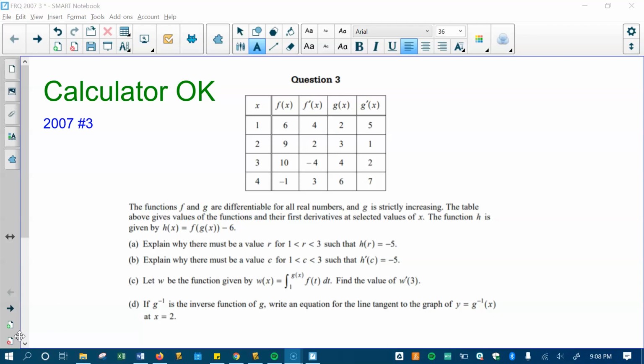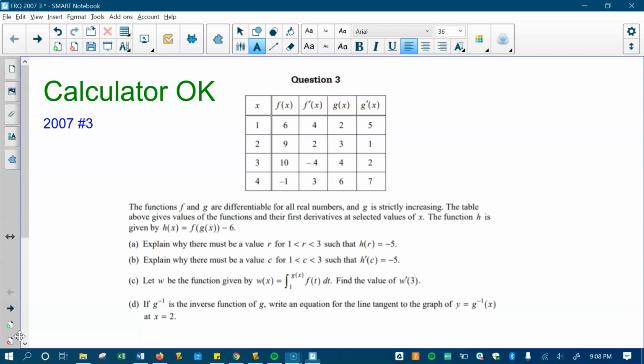The purpose of this video is to do 2007 number 3. This is a calculator okay question, although looking at these problems ahead of time, this does not look like we're going to need the calculator that much. But again, you are welcome to use one for this question.